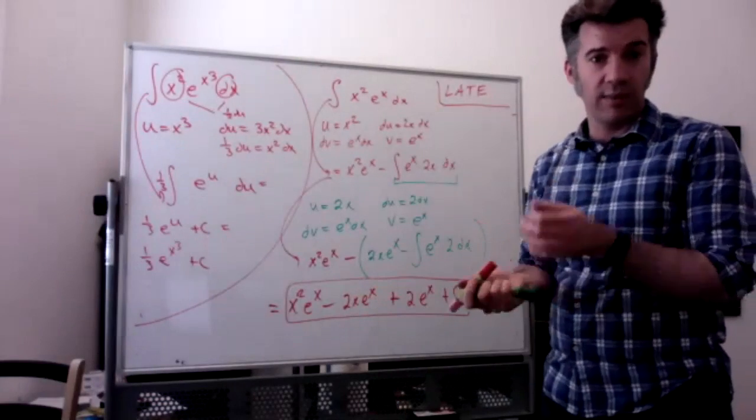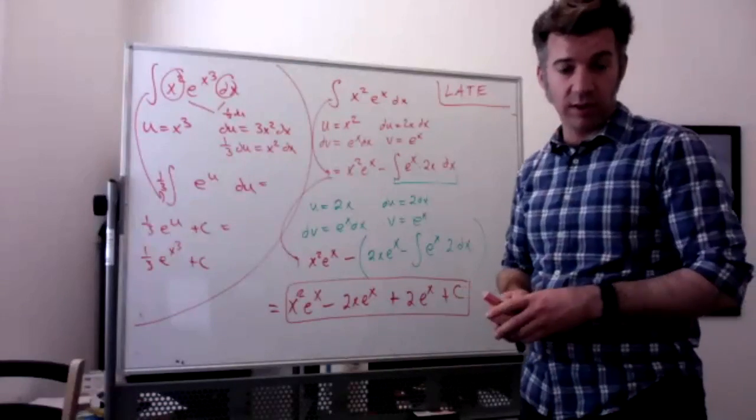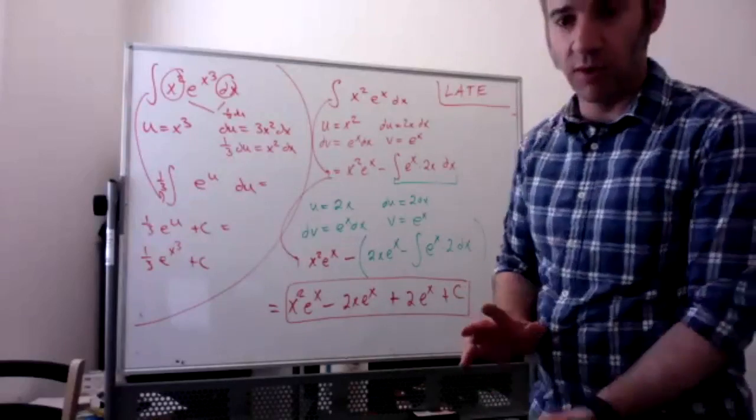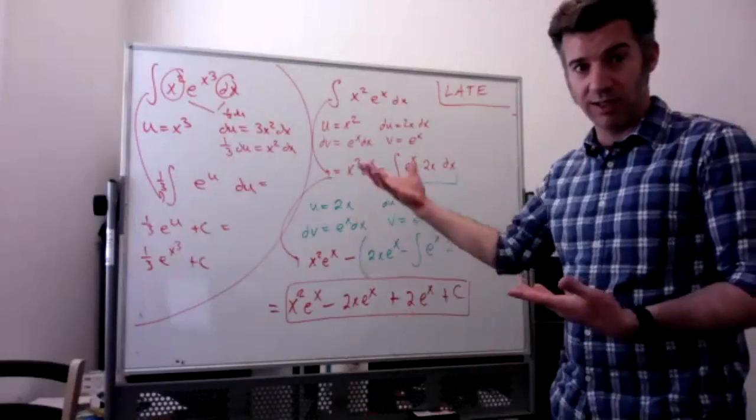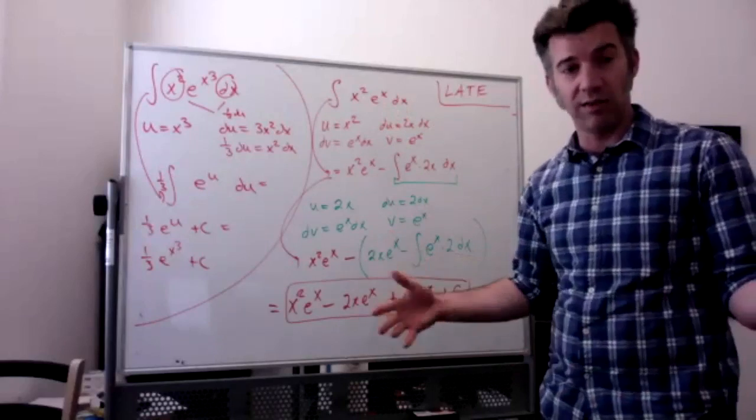So that's one example of the tabular or vertical integration method. We'll do a few more of those later, but I just kind of want to show it to you now because this is a good example.